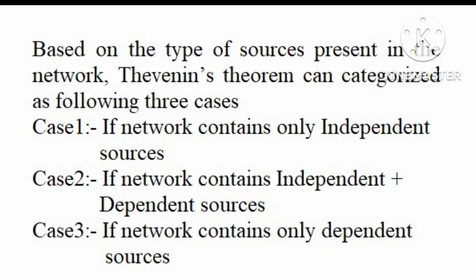Based on the type of sources present in the network, Thevenin's theorem can be categorized into three cases. Case 1: the network contains only independent sources. Case 2: the network contains both independent and dependent sources. Case 3: the network contains only dependent sources. What will happen in these three cases, we will see.